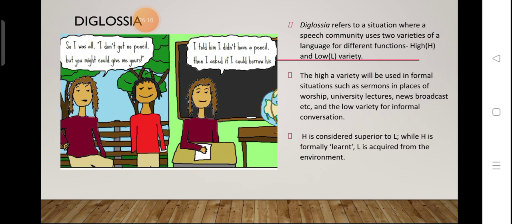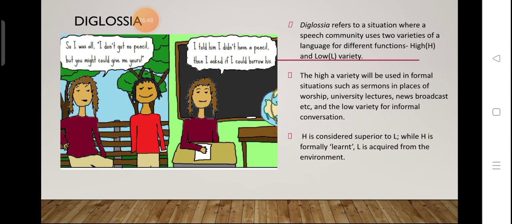And high variety, as I said, is normally used in formal situations. High variety is something that we see in news channels, in lectures, at work, in places of worship, in churches or mosques. When people talk, they use this high variety of one language. And low variety is normally used in informal conversation. And high variety is normally considered as superior to low variety. And high variety is something that people learn, and low variety is something that people acquire.